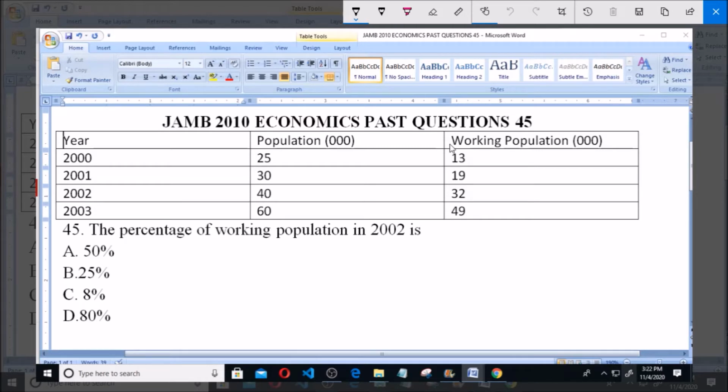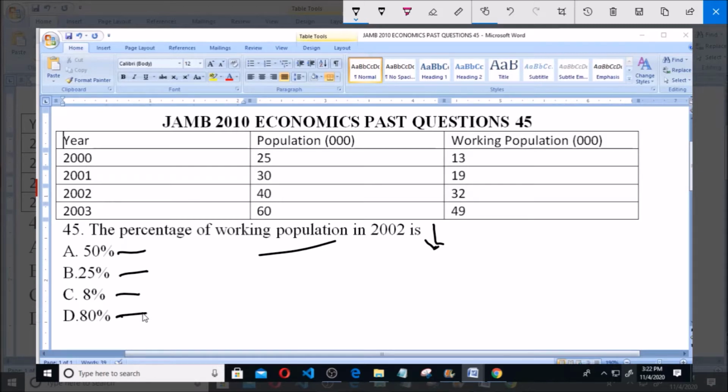Says the percentage of working population in 2002. Option A says 50%, option B says 25%, option C says 8%, option D says 80%.